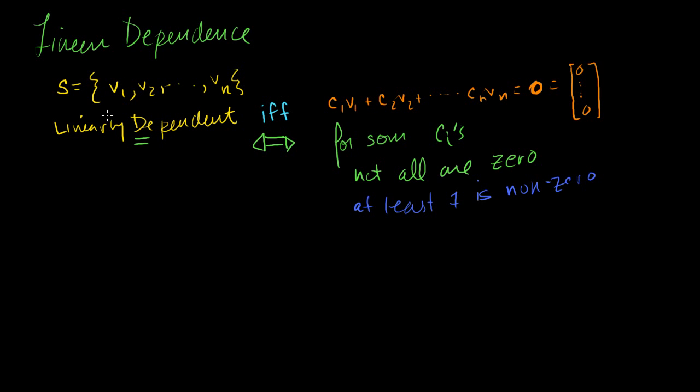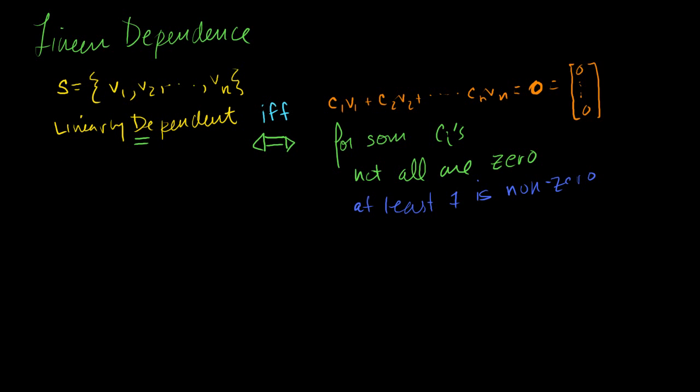So how does this gel with what we were talking about in the previous video, where I said, look, a set is linearly dependent if one of the vectors can be represented by the combination of the other vectors. So let me write that down. So in the last video I said, look, one vector can be, well, let me write it this way.